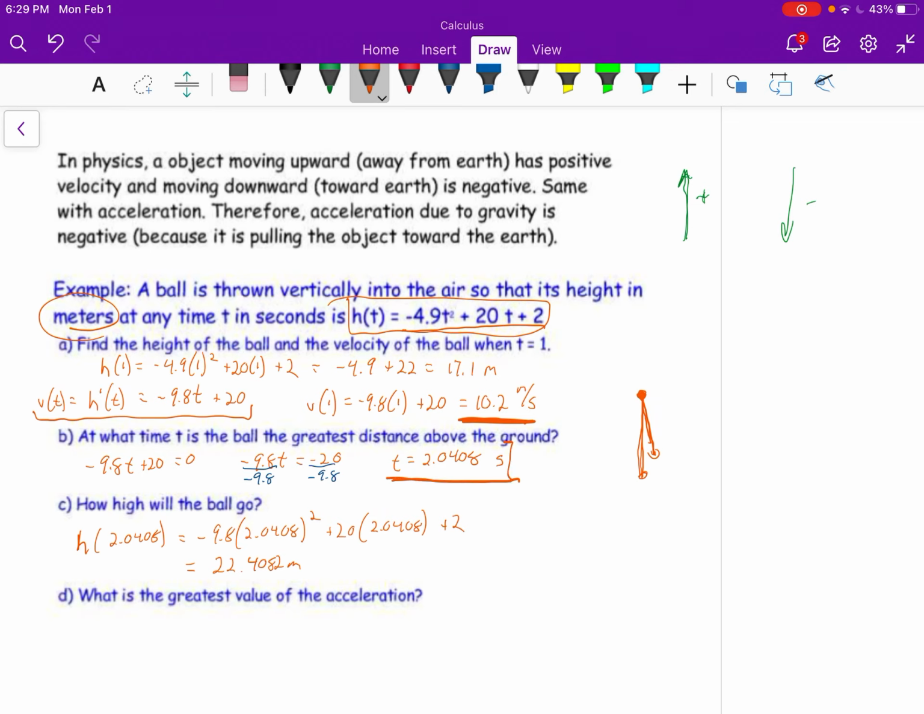So what we did is we found the time when it would be the highest, because we knew that's when the velocity was equal to 0, because the ball went up, came to a stop, and then came back down. Then we plugged that time into the height function.